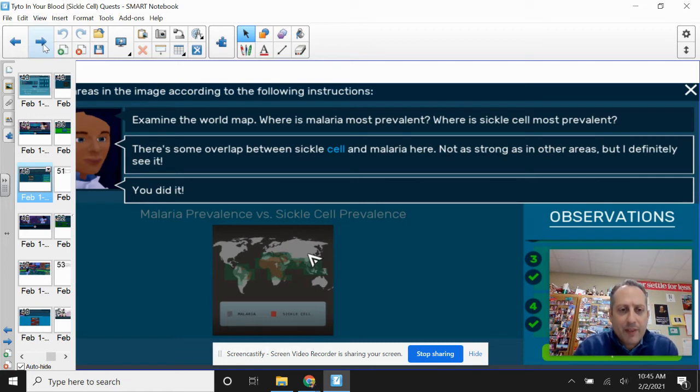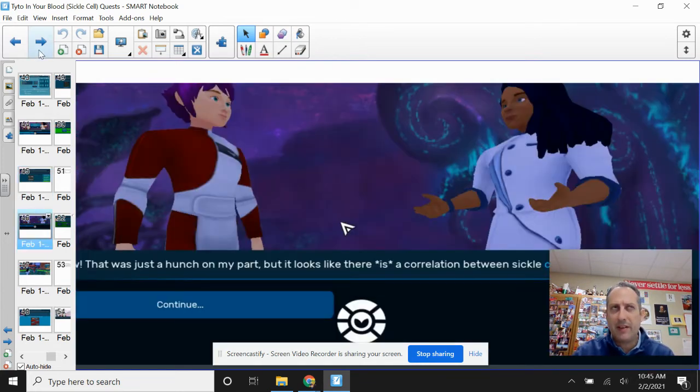Well, here's a world map. This world map compares where malaria is most present. Malaria is a disease passed on by mosquitoes that can be a pretty deadly disease. So what's the correlation here? There's an overlap between where sickle cell and malaria are. Where people have malaria, lots of people with sickle cell live in those same areas.